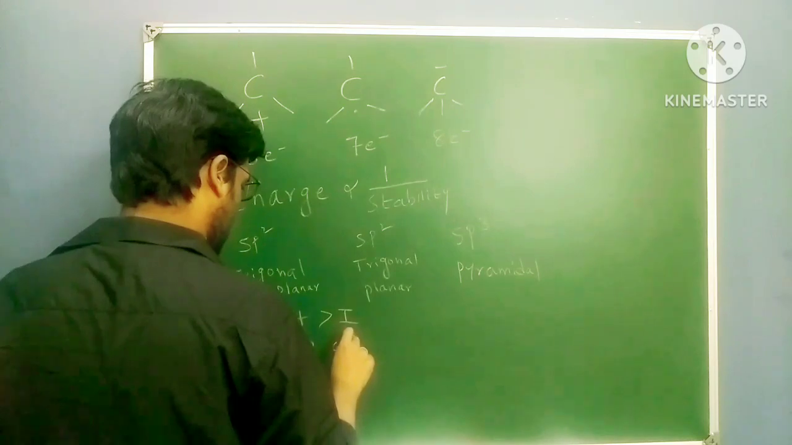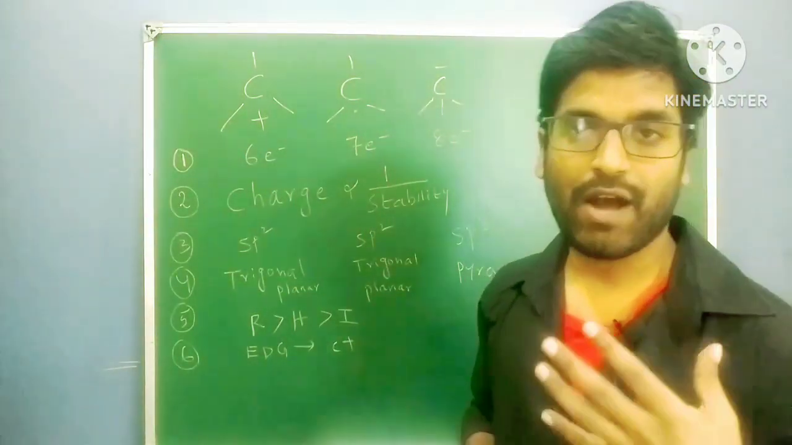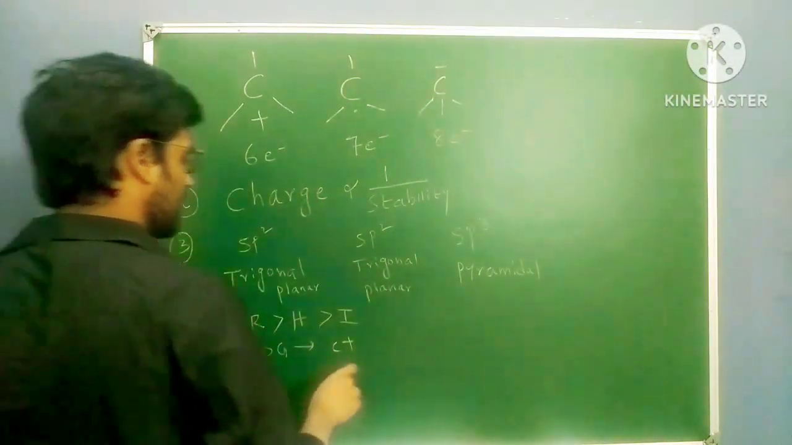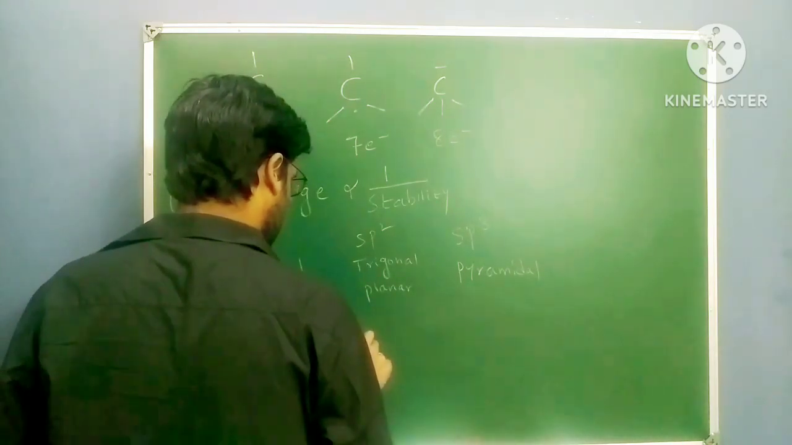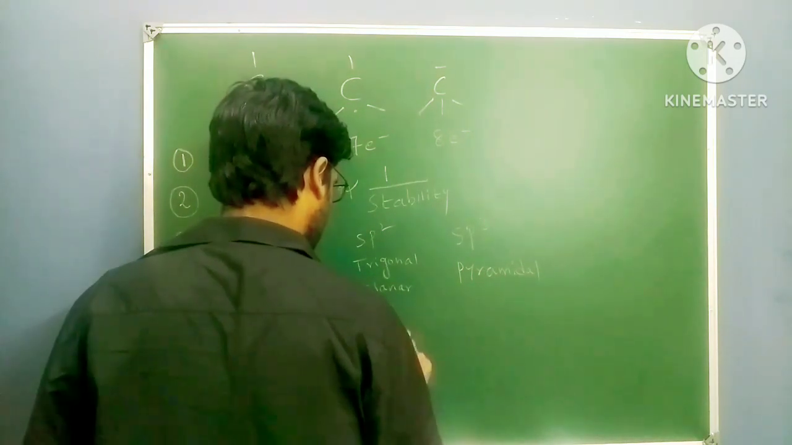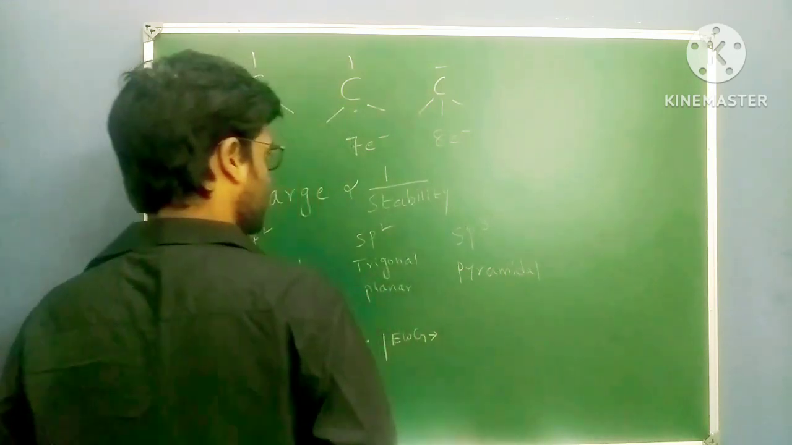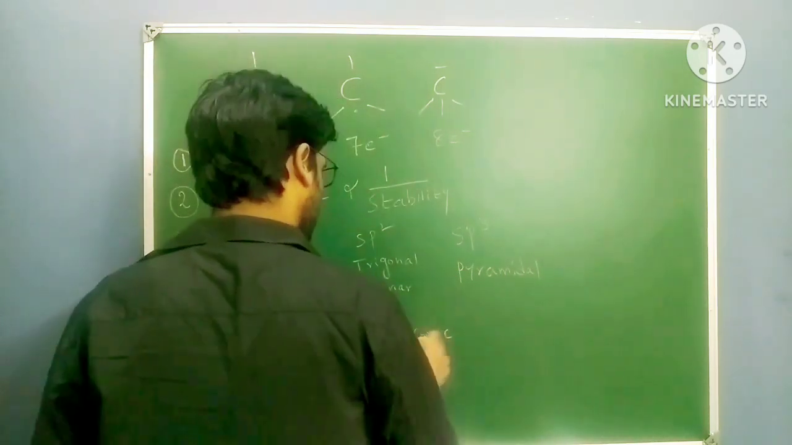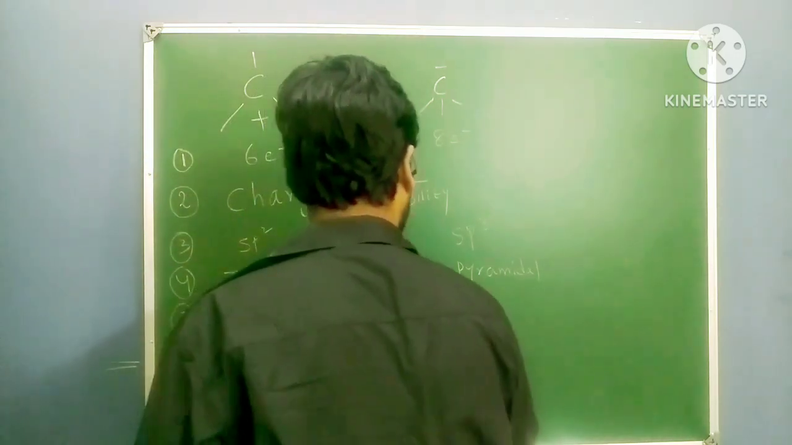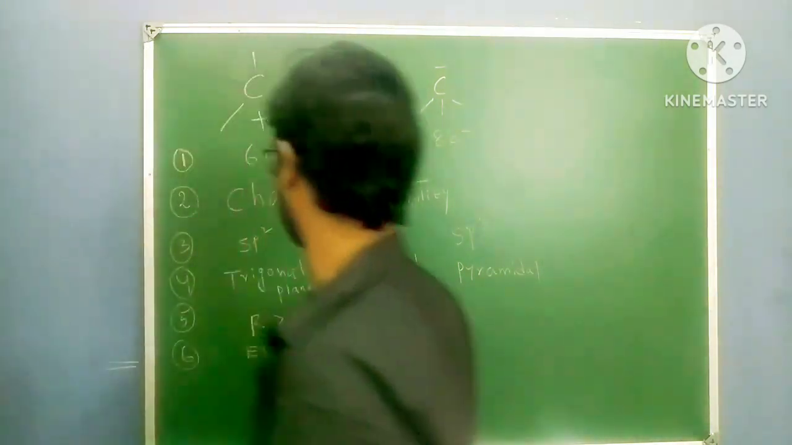If you have more electron donating groups, the carbocation is more stable. If you have more electron donating groups, the free radical is more stable. Carbocation and free radical both are the same. Electron donating group favors carbocation. Electron withdrawing group, or minus I group, favors carbanion.